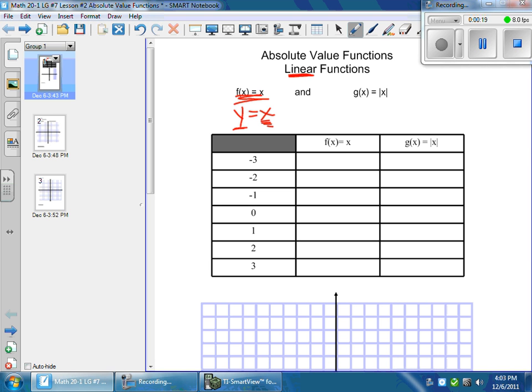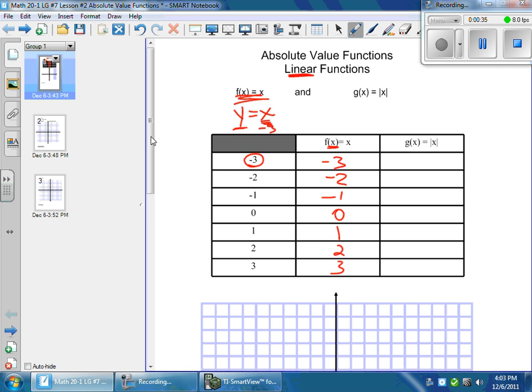Take a look at my table of values here. Here's my f of x function. So I'm going to take this minus 3, put it in there. Well, guess what? Minus 3 equals y. So this is going to be minus 3. Put a minus 2 in here, same thing. Minus 2, minus 1, 0, 1, 2, and 3.